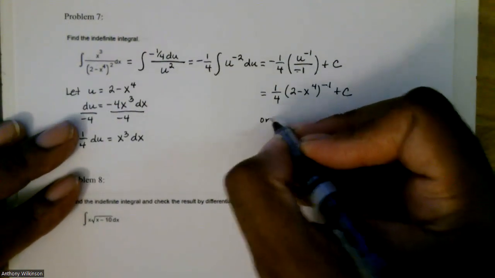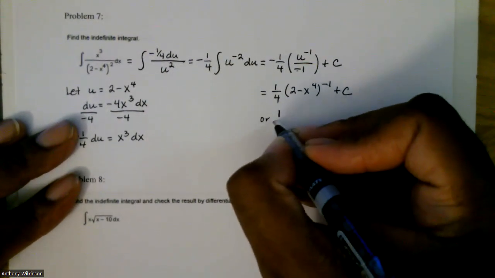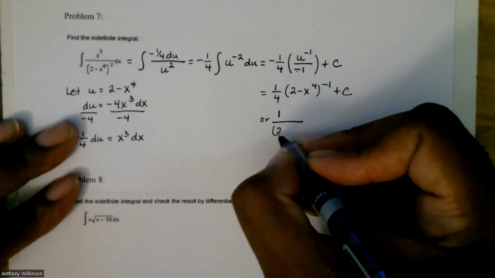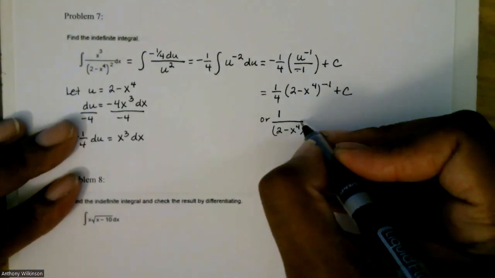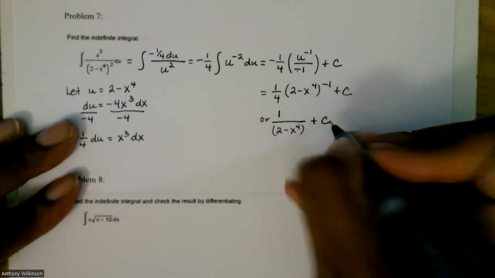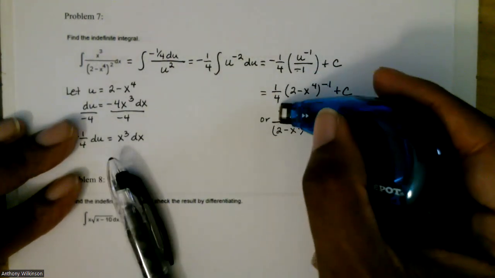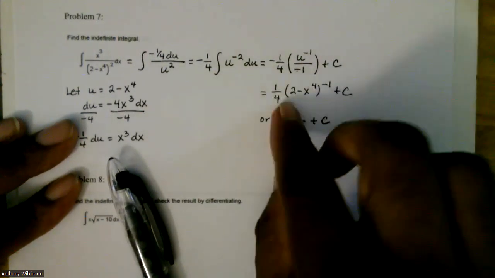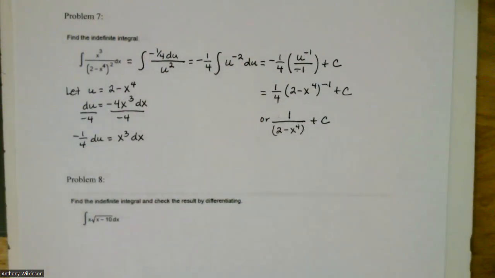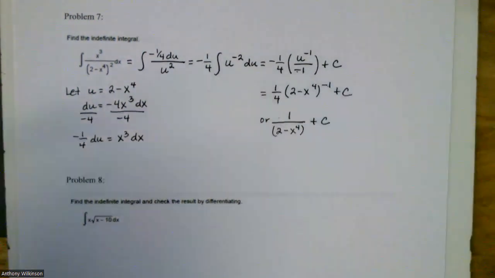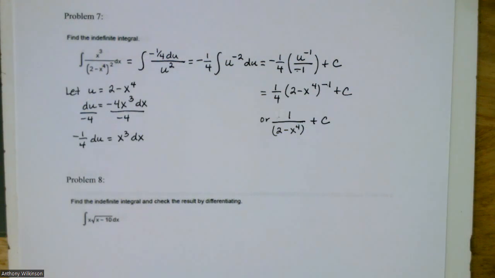Now they might want this as an answer as 1 over 2 minus x to the 4th in the denominator to the +1 power, plus c. Maybe position the 1 in the center. They might want it either as this or as that. I do check with my math lab about that.